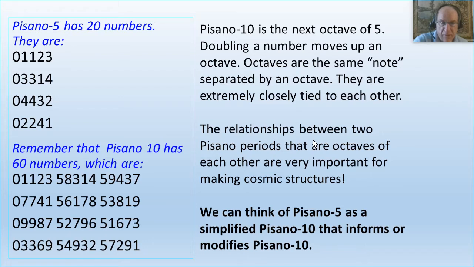Okay, this slide just repeats what I just explained. In the lower right corner, we can think of Pisano 5 as a simplified Pisano 10 that informs or modifies Pisano 10. So that's an important concept, a nice way of saying it. Think of Pisano 5 as informing or modifying or setting some kind of base quality for the Pisano 10.